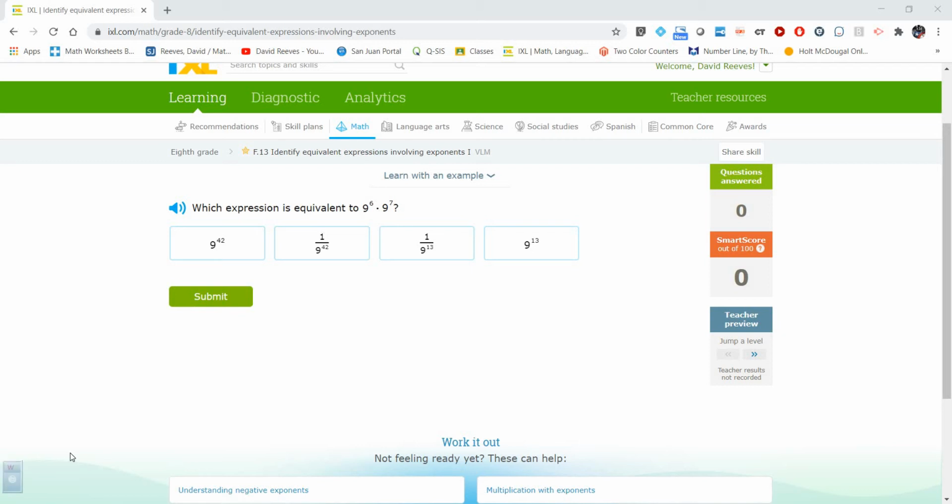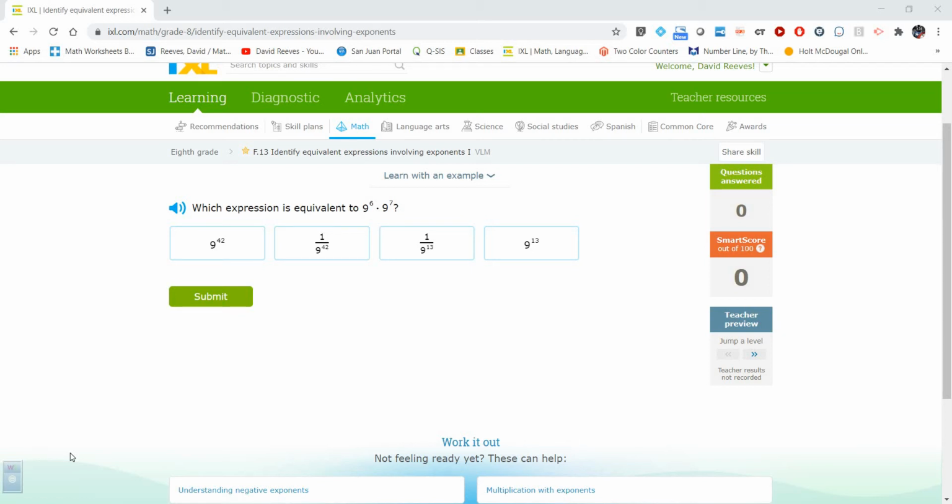Now we're on 8th grade skill F13. Identify equivalent expressions involving exponents. Okay, so this is going to be similar to what we've been doing, except we're going to be matching, which sometimes makes it a little bit harder. You would think it'd be easier, like multiple choice. But the problem is sometimes you come up with an answer that is different than what they have, and that's where it can get a little tricky.